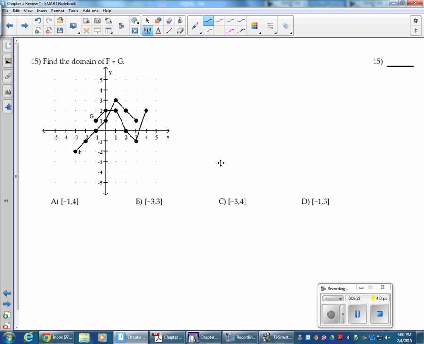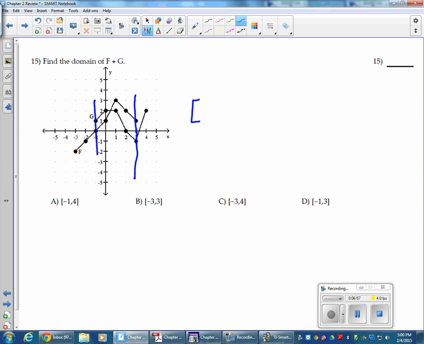All right, number 15, find the domain of f plus g. When you're adding numbers, I'm going to change the colors here so you can see what I'm doing. When you're adding two graphs together, or subtracting or multiplying or dividing, you look at where they're overlapping. I cannot add f and g when x is negative 3 because there's not a g to add to the f. I can't do it at negative 2 either, but I can do it at negative 1, and all the way until I get to 3. I can add these two functions together. I can't go to 4 because while I have a g, I don't have an f to add to it.